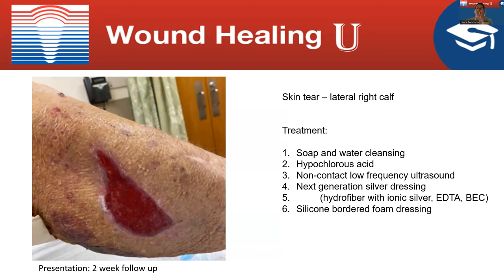Because this is a complex patient, it's an acute wound, a skin tear, but they're immunosuppressed, they have type 2 diabetes and a number of other comorbidities. So I look to aggressive management to get this to heal as quickly as possible. We did soap and water cleansing followed by hypochlorous acid and non-contact low frequency ultrasound. The patient was being seen in the center for another wound that they were receiving that therapy for, so we were able to provide that to this wound as well. And then we used a next generation silver dressing, a dressing that has silver as well as EDTA and benzethonium chloride to help address biofilm. That's to absorb more drainage and to help leave the dressing in place longer because it is a larger wound. And we followed that up with a silicone bordered foam dressing to just leave this undisturbed in between clinic visits and just let the body do its thing.